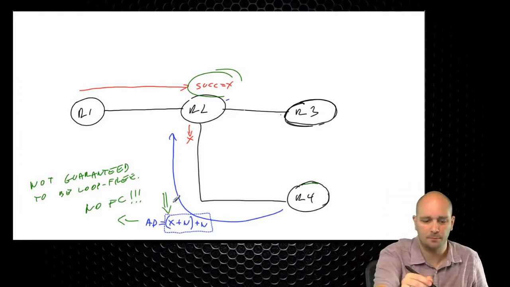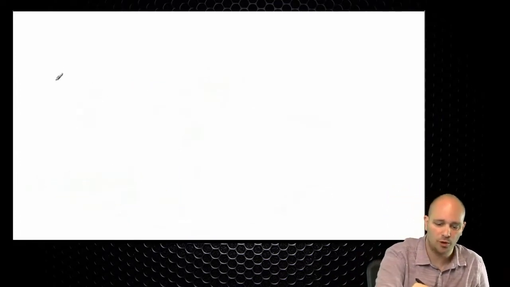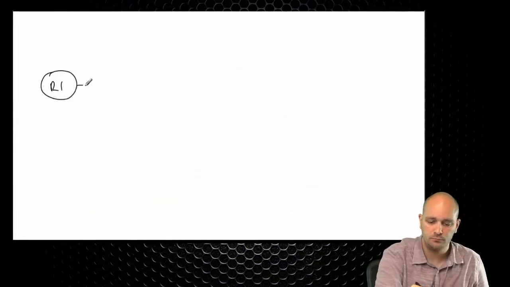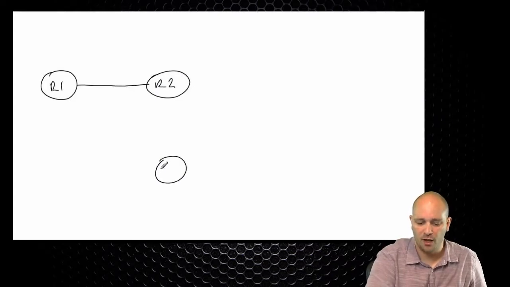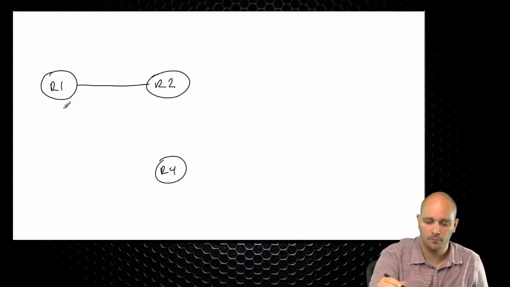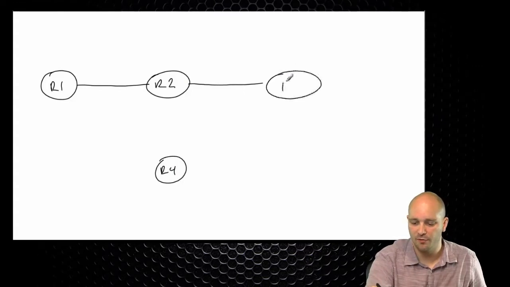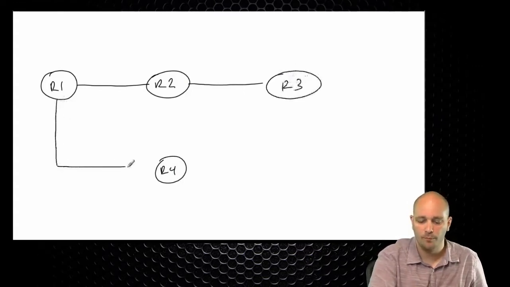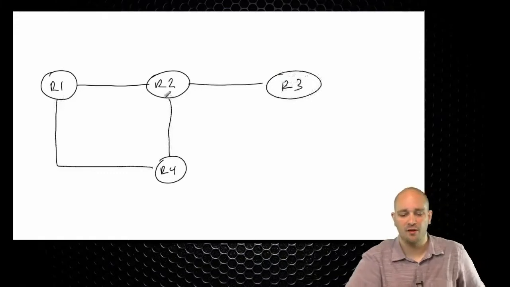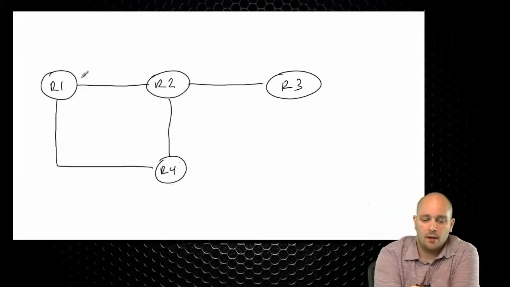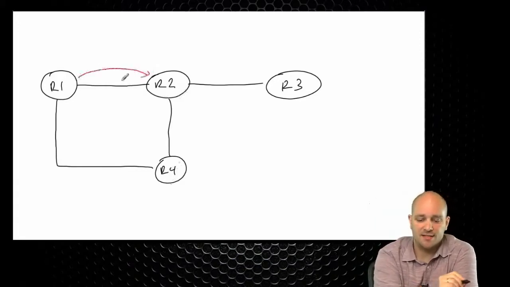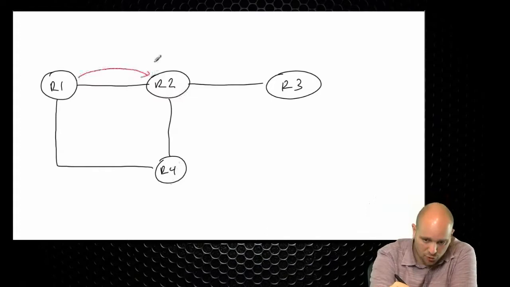So another example, very similar to this one. Again, we are going to have R1, we are going to have R2, and we are going to have R4 here. And let's say that we have R3. So now we have this situation here. As I said, very similar example. Now, let's say that the route gets advertised here, and the calculated metric, so successor distance, is, let's say, X.